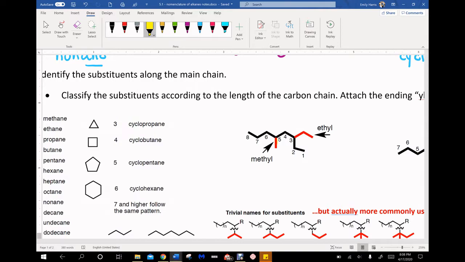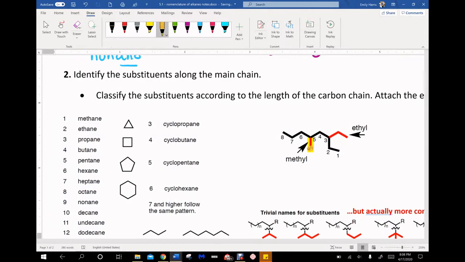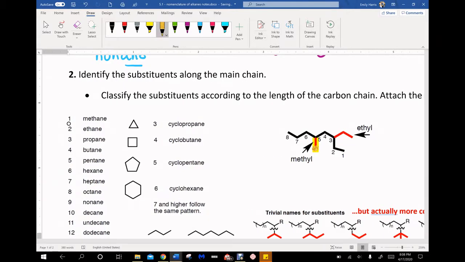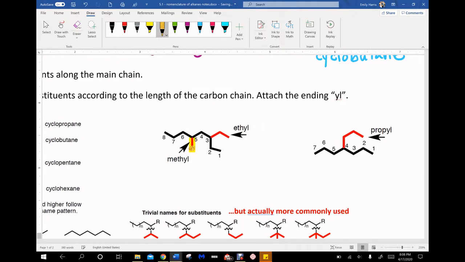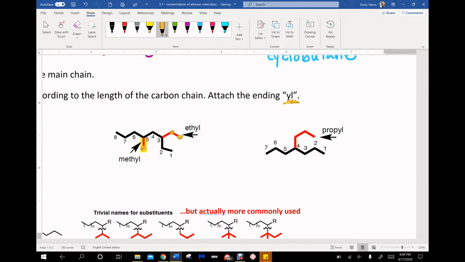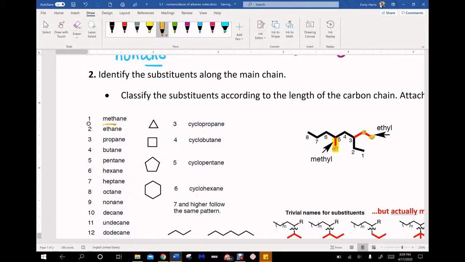So for example, this substituent has 1 carbon. Substituents with 1 carbon go with the prefix meth, and you add the ending yl. So this group with 1 carbon is called methyl. This substituent with 2 carbons is called ethyl. 3 carbons within a substituent is propyl. 4 would be butyl, 5 pentyl, 6 hexyl, and so on and so forth.